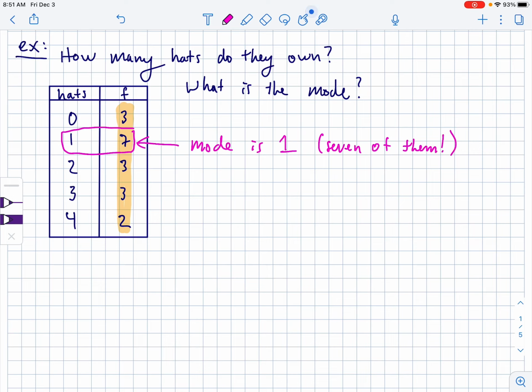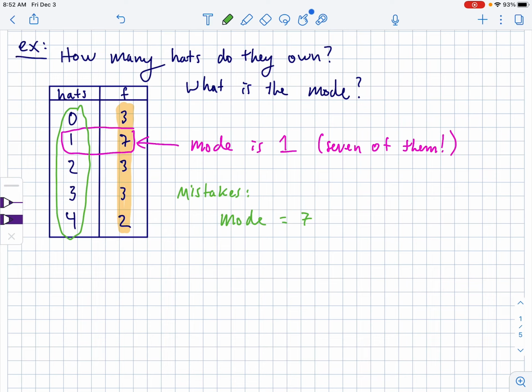Some common mistakes that people might have here. Some people might say that the mode is 7 because it's the biggest number, or that there's 7 of those numbers, but in the actual data, there are no 7s. It's just 0, 1, 2, 3, 4. So the 1 is the mode.